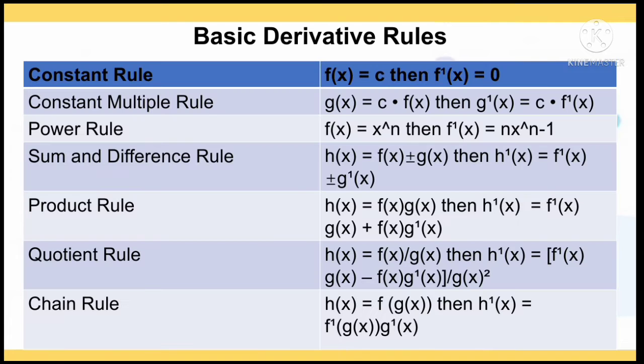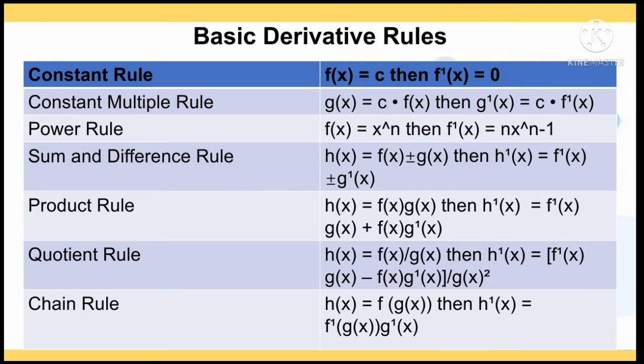derivative rules, and it includes the constant rule, constant multiple rule, power rule, sum and difference rule, product rule, quotient rule, and chain rule, where each of these rules has characteristics that make one different from another. For example, in the constant rule, where f of x is equal to c, then f prime of x is equal to 0. Note that f prime of any function is considered the first derivative of the given function.